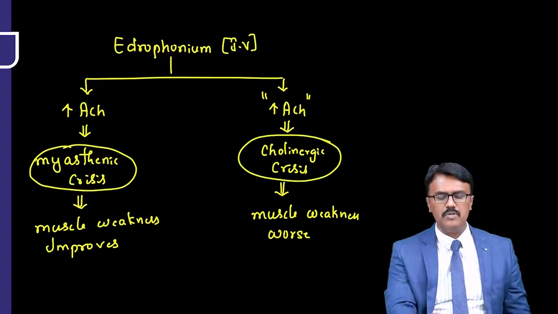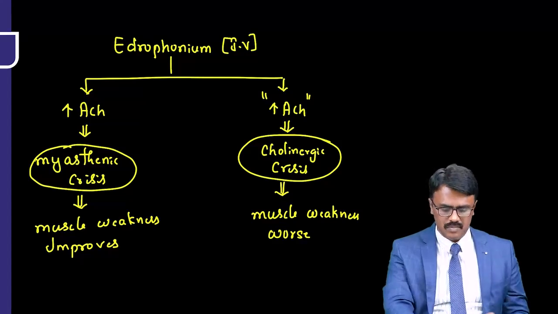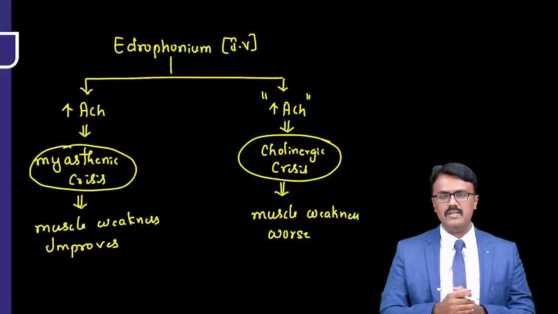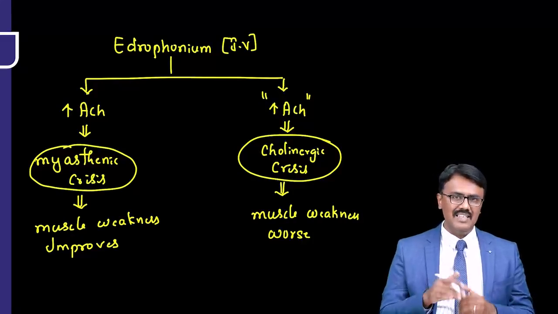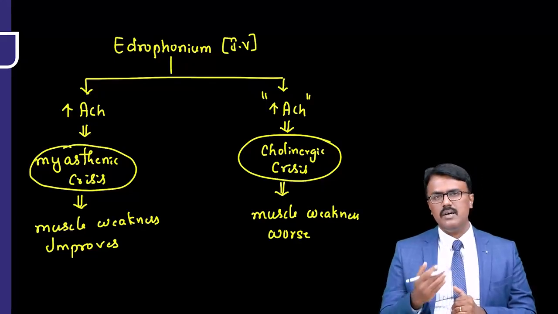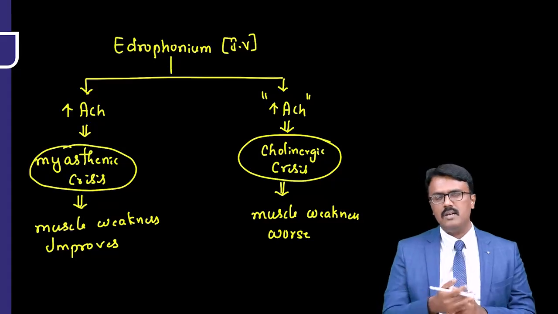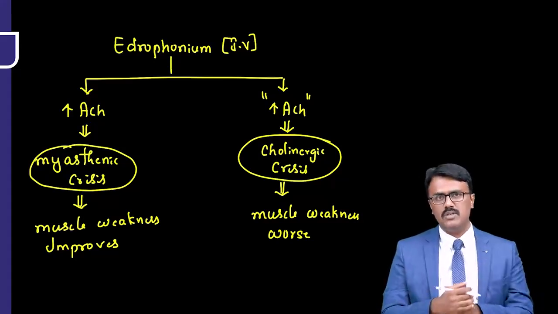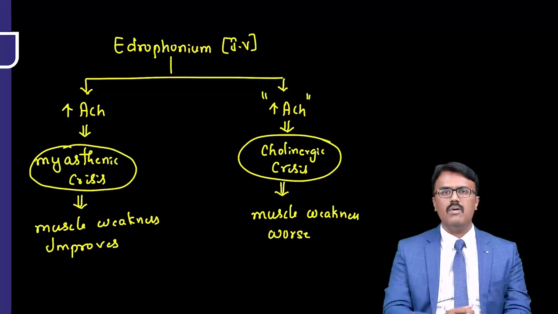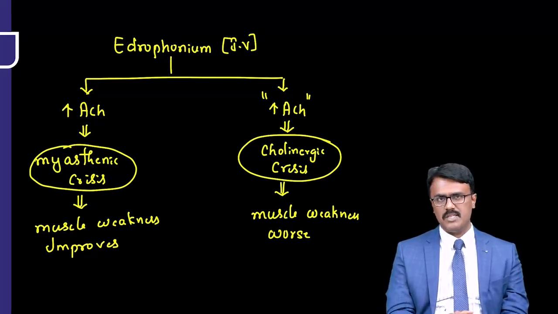So this is the reason why you have to differentiate myasthenic crisis from cholinergic crisis, and what we use is a shorter acting drug, edrophonium. So simple. If the muscle weakness improves, it is a myasthenic crisis. That means you are giving a lesser dose of pyridostigmine, so increase the dose. If the muscle weakness worsens further, that means you are giving an overdose of pyridostigmine and increasing the acetylcholine more. So reduce the dose of pyridostigmine. That is the application of why we do the edrophonium test.